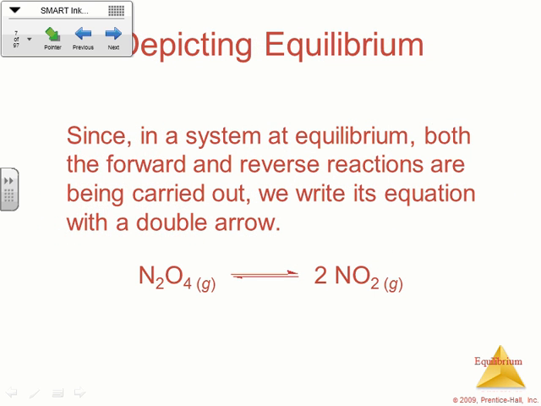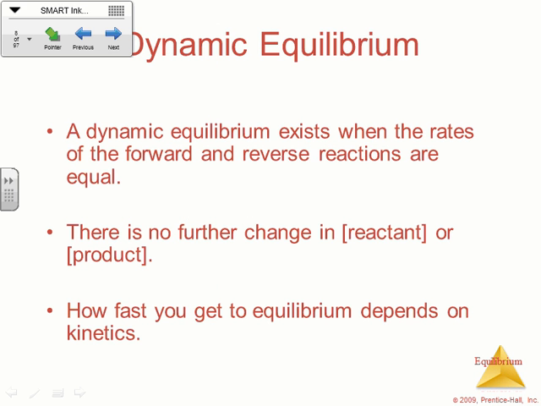All right. So since both forward and reverse reactions are being carried out, we usually write the double arrow. Usually you're going to see it like this, where you write that sort of thing. I don't know why that's the way of doing it, but that's usually the way that it's done. Dynamic equilibrium, again, that's what I said. In chemistry, it's always going to be a dynamic equilibrium, because everything's still moving, but the rates of forward and reverse are equal.